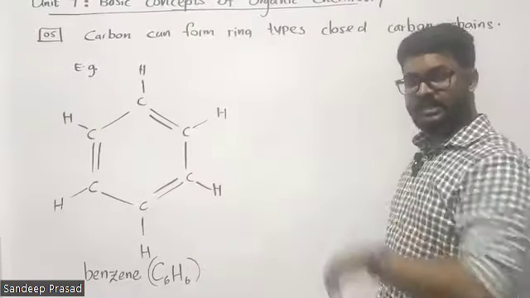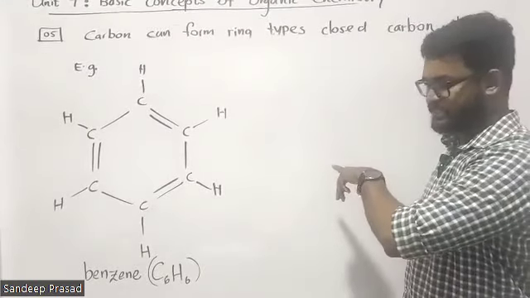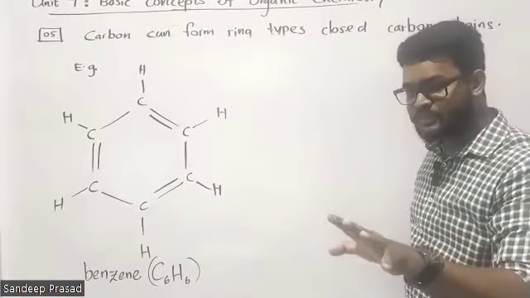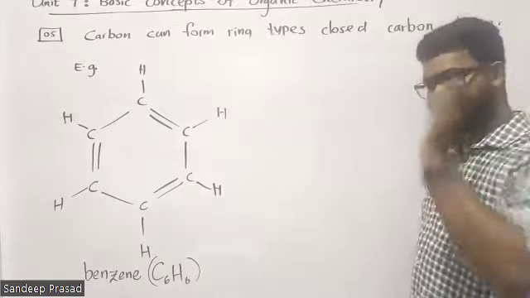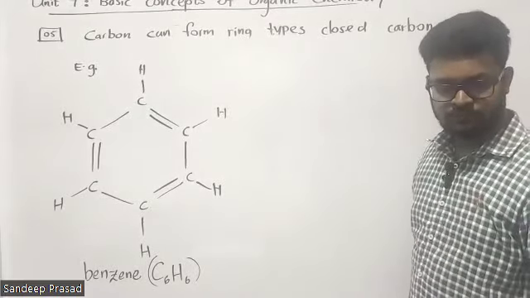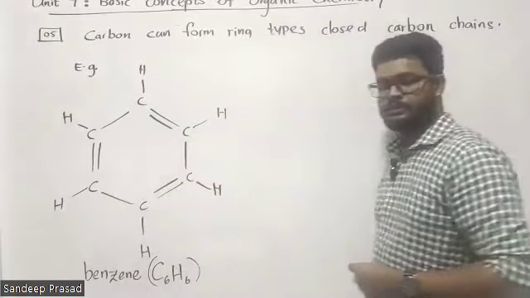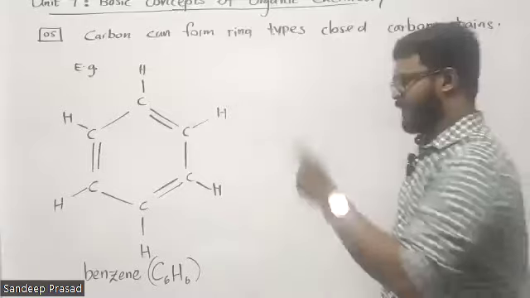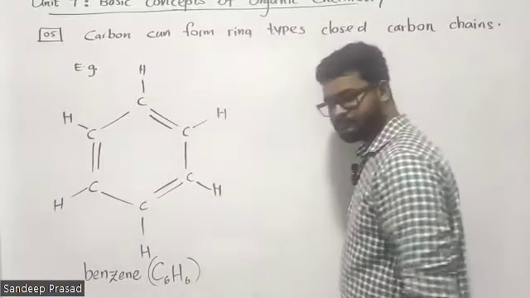Unlike the previous examples we discussed, in soap, in polythene, and in polyesters, those carbon chains were open chains. You can see the starting and the end. But here, can you see the starting or the end? Because these are closed ring type of chains. So the main ring type of carbon chain that we are discussing is benzene.